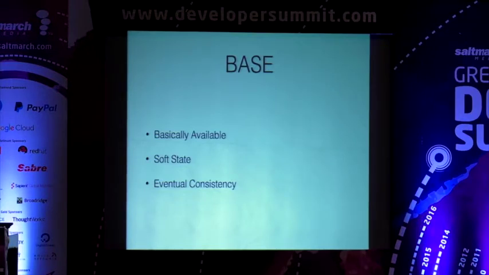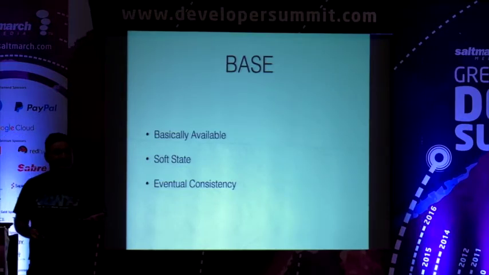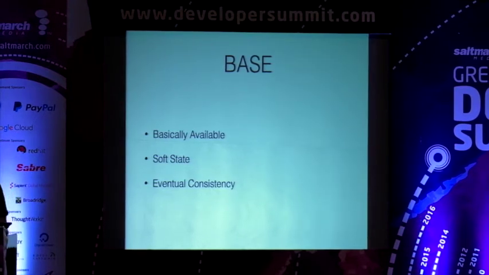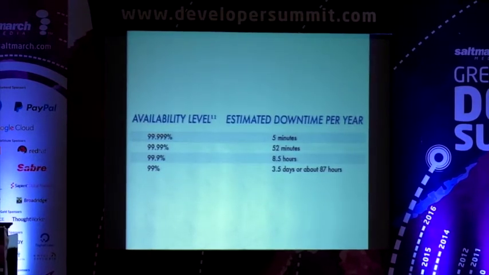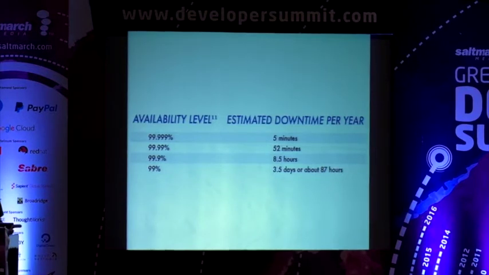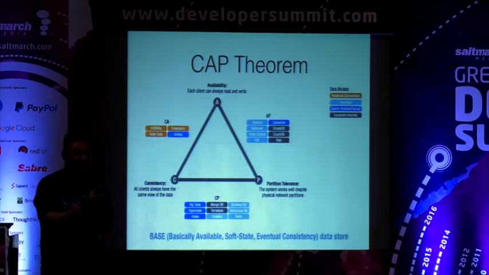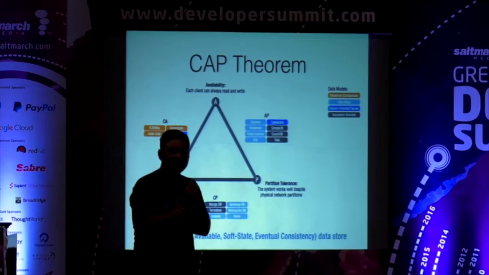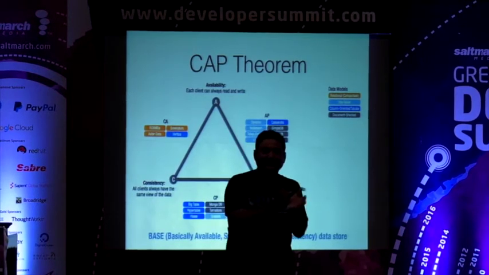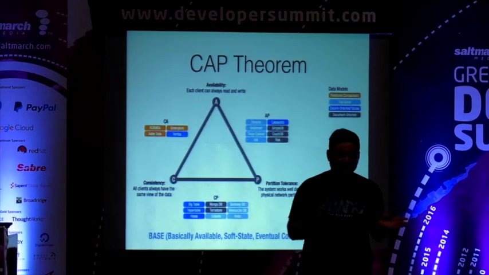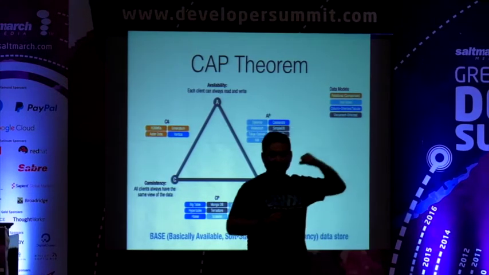So that's where the BASE comes in, where basically it's available. It's in a soft state, but it will become eventually consistent. That really helps in availability. That's the key part which I'm saying here. So if your product owner comes in and says, hey, you must build a highly available system, which is highly consistent and partition tolerant, you say that it's not possible because of the CAP theorem.